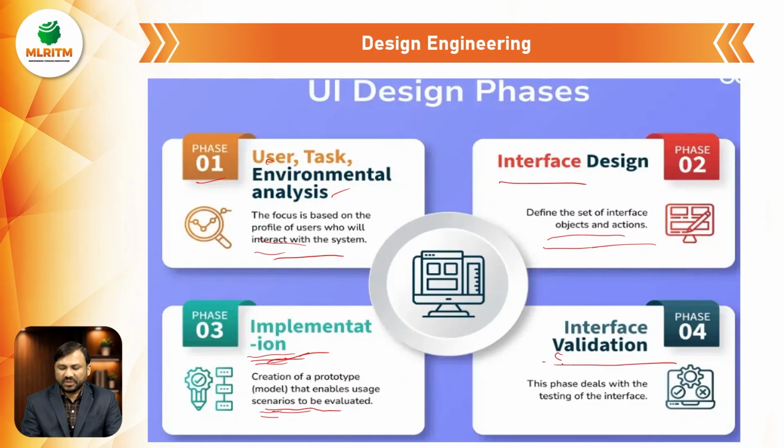Then finally, once it is created or implemented, the next and final phase is interface validation. This phase deals with the testing of the interface. For example, in Android apps, if we touch on that particular application, whether it is working correctly or not, whether it is giving responses or not, like that, right? So once it is tested successfully, we can say it is validated. Okay, so these are the various phases of UI design, right?